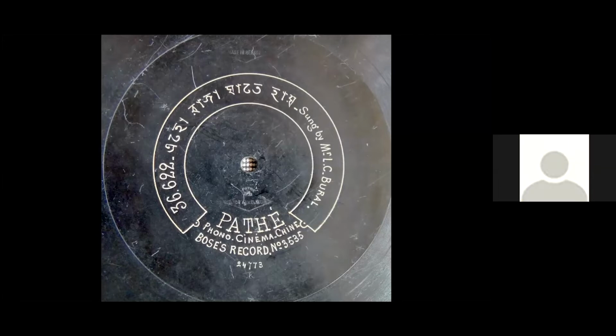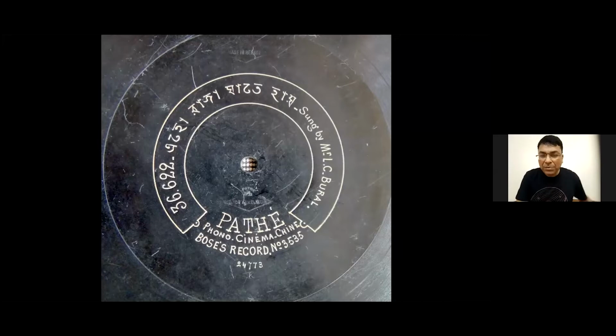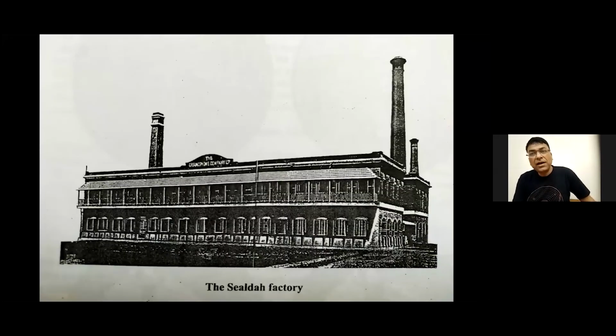And in 1908, something happens. The Sialda factory of the Gramophone Company of India is set up and the production starts, which means that till now, Gramophone Company of India was sending all the recordings to England, getting them pressed onto records and getting them back in India. Not anymore, because the Sialda factory near Kolkata is manufacturing. So their manufacturing becomes in-house.